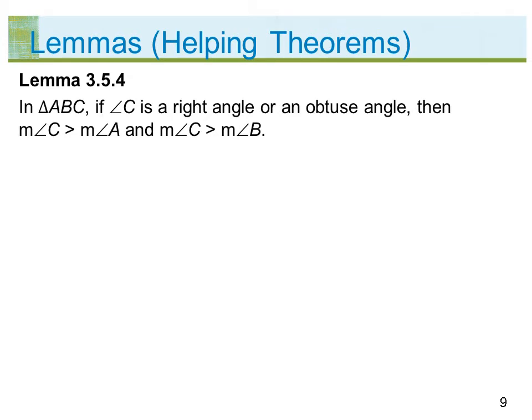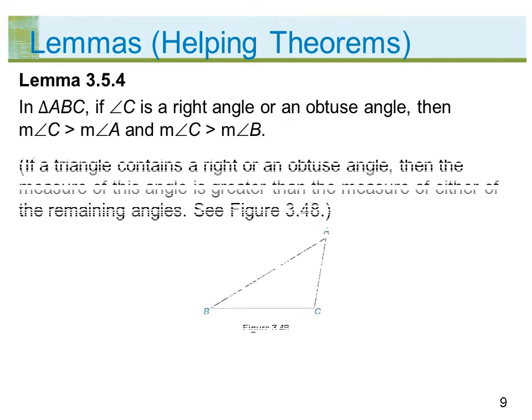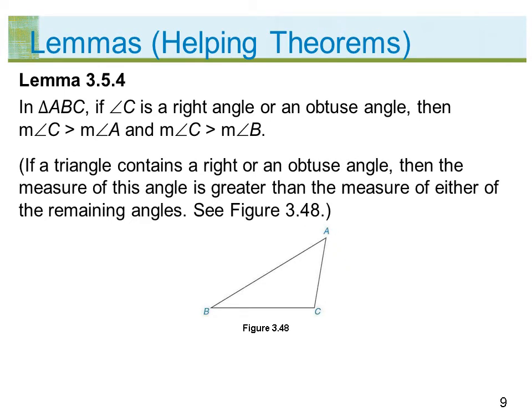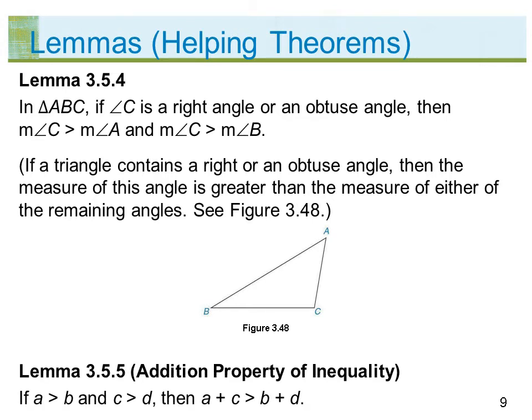Lemma 3.5.4: In triangle ABC, if angle C is a right angle or an obtuse angle, then the measure of angle C is greater than the measure of angle A, and the measure of angle C is greater than the measure of angle B. If a triangle contains a right or an obtuse angle, then the measure of this angle is greater than the measure of either of the remaining angles. See Figure 3.48.